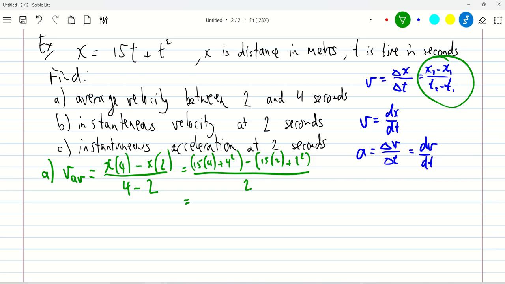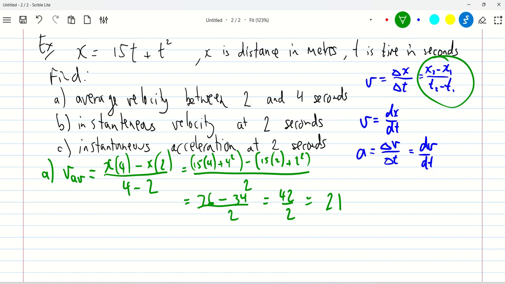Okay, and so that's equal to, what do we got? Let's just do some calculations. 15 times 4 is 60. 60 plus 4 squared is 60 plus 16, so that's 76. Take away 15 times 2, 30 plus 4, so that's take away 34, over 2. 76 take away 34 is 42, over 2 is equal to 21. So the average velocity is 21.